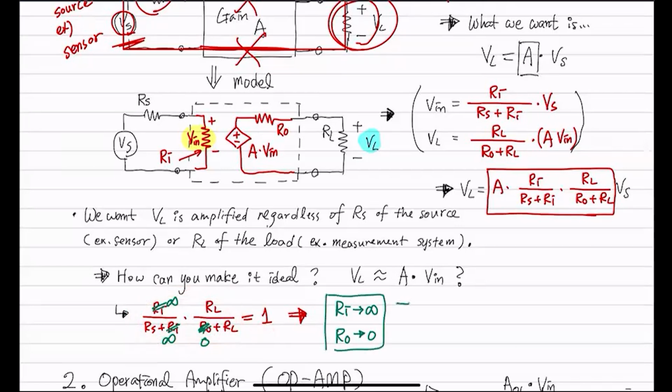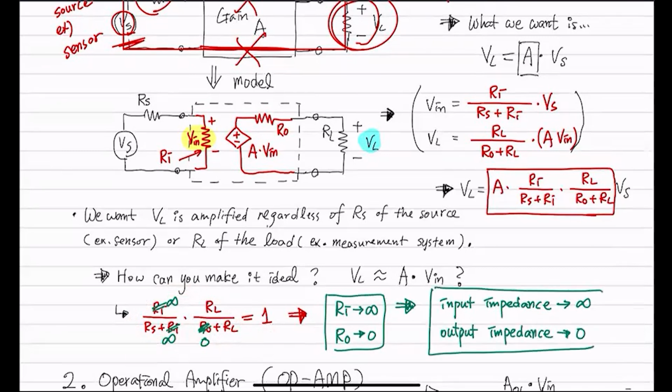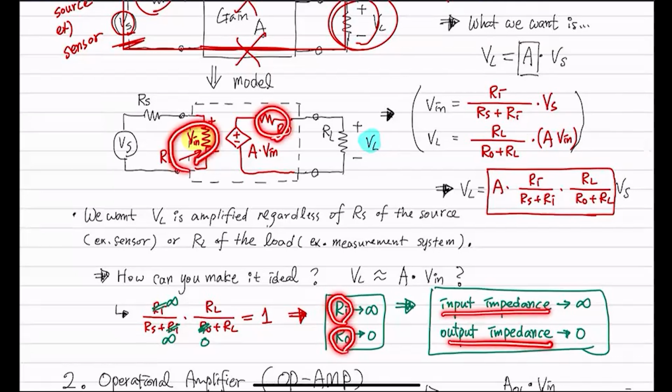In other words, it's something called the input impedance that goes to infinite and output impedance that goes to 0. All right? In other words, Ri is called input impedance. Rout is called output impedance. This guy and this guy.